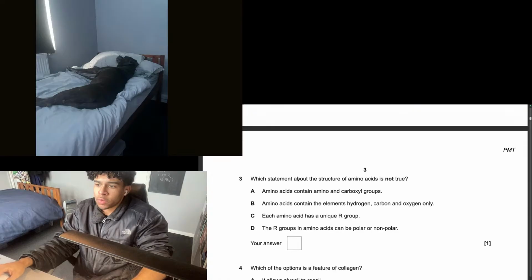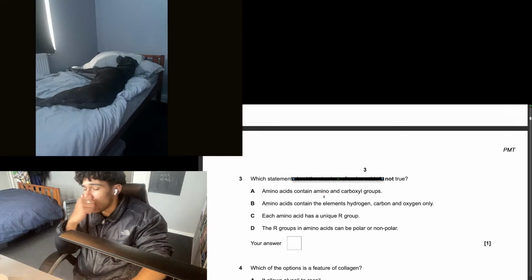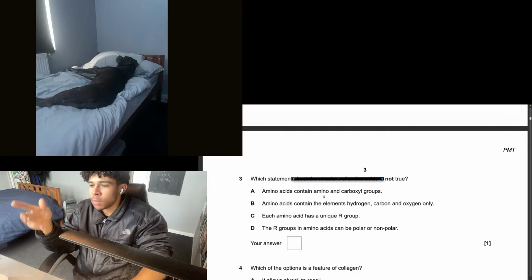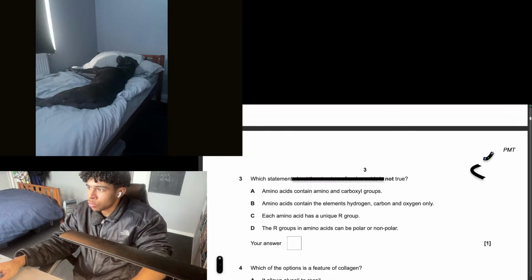That's right. Which of the statements about the structure of amino acids is not true? It all talks about amino acids, so I would literally get rid of all this and just say which statement is not true. Amino acids contain an amino and carboxyl groups. Well, the amino is an NH2. Carboxyl, it does technically have. I'll draw this one. It has a carboxylic acid at the end. This is technically a carboxyl group, so I would say that's true. Amino acids contain.